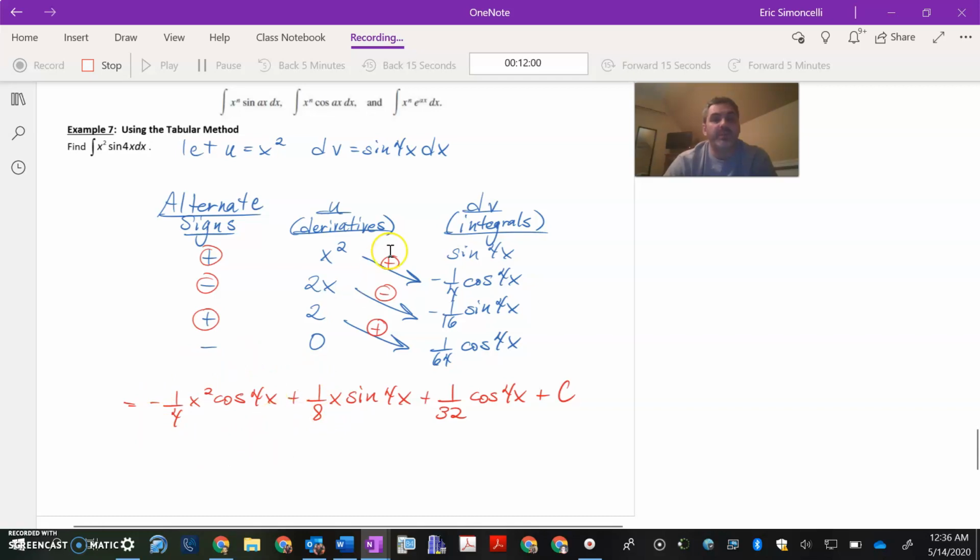And you continue on. By the way, that sign stays positive because technically the alternating signs translate in that particular way. So multiply across, and there you go, on a diagonal. Again, multiply on a diagonal, 2x times negative 1/16th sine 4x. Noting the sign change, it's going to be a negative of a negative, so positive, we get 1/8 x sine 4x. And then last but not least, 2 times 1/64th cosine 4x. The sign does in fact stay as positive. So 1/32nd cosine 4x plus c.